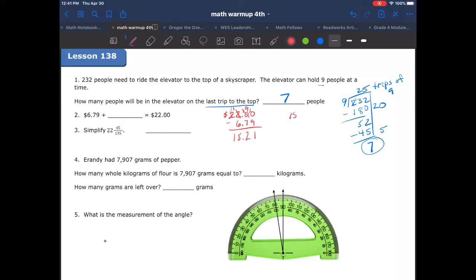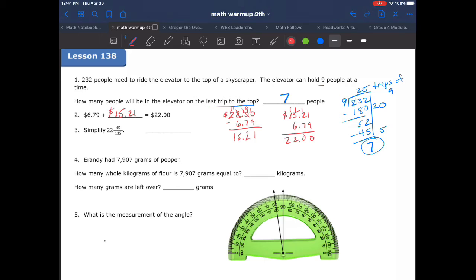I can double check. $15.21 plus $6.79 should get us to $22, and it does. So $15.21 seems right. $15.21.